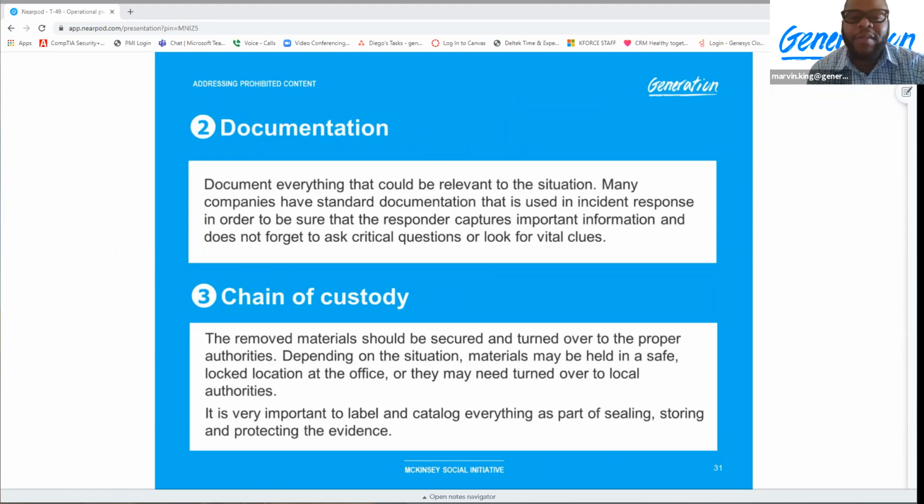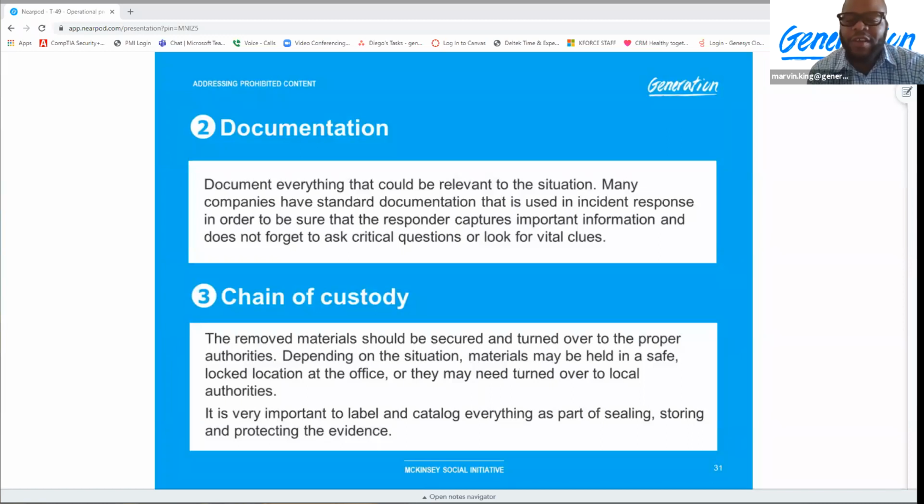Documentation. Document everything that could be relevant to the situation. Many companies have standard documentation that's issued in incident response in order to ensure that the responder captures important information and does not forget to ask critical questions or look for vital clues. We kind of talked about chain of custody. The removed materials should be secured and turned over to the proper authorities.